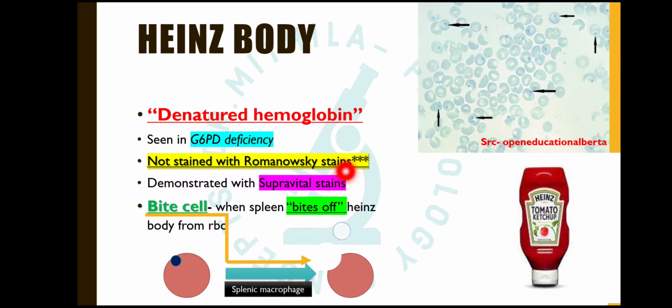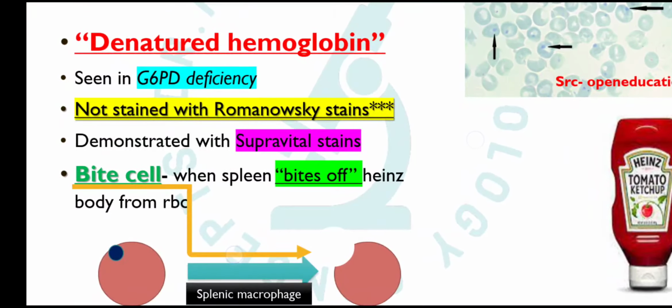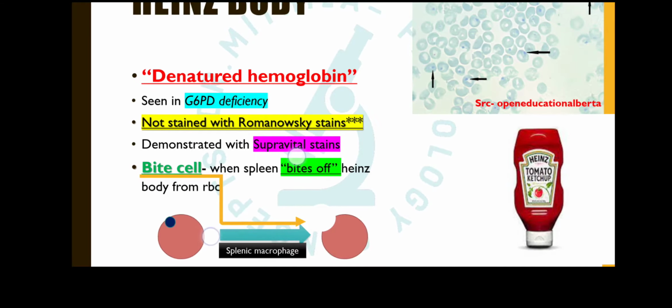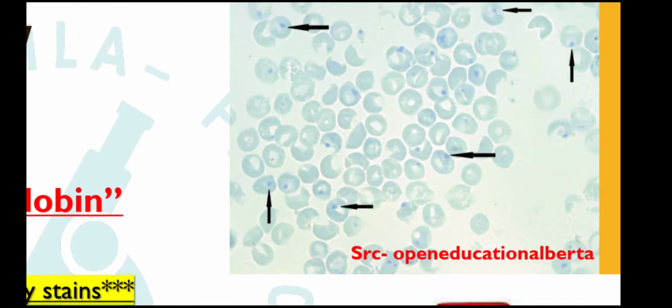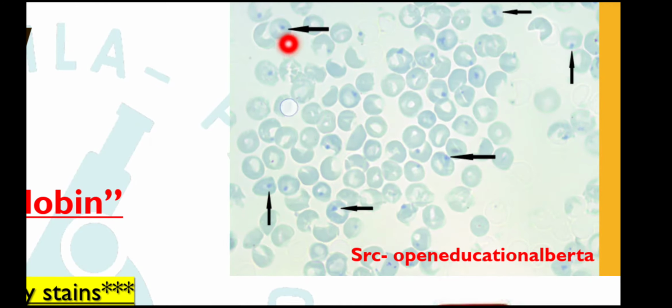So they are demonstrated by the supravital stains. Now what are the supravital stains? They are brilliant cresyl blue and methylene blue. Now another important point is that when a Heinz body is formed, the splenic macrophages bite off this Heinz body from the RBC, and after that a bite cell is formed. So Heinz bodies and these bite cells can both be seen in G6PD deficiency. Now this is a supravital stain which is demonstrating these Heinz bodies in the RBCs.